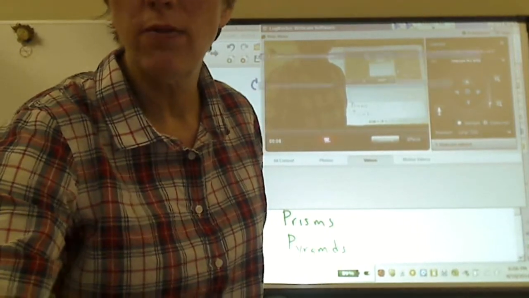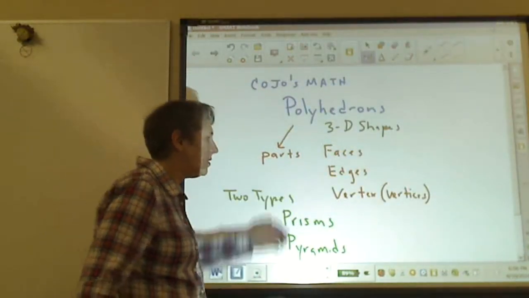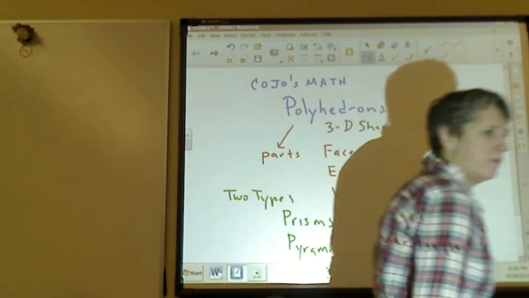And let me just get this off the top. So now you're going to take notes. Let me move my book here.